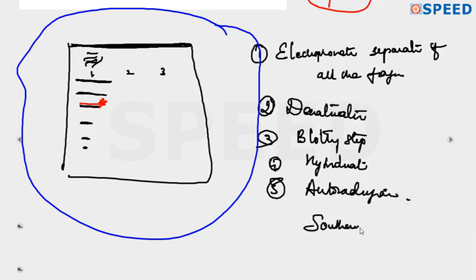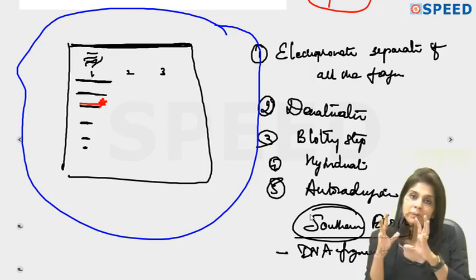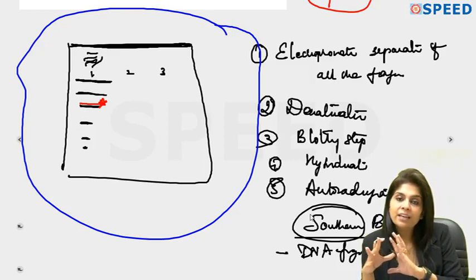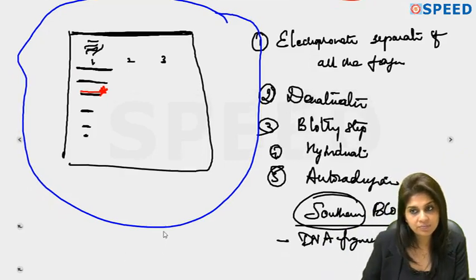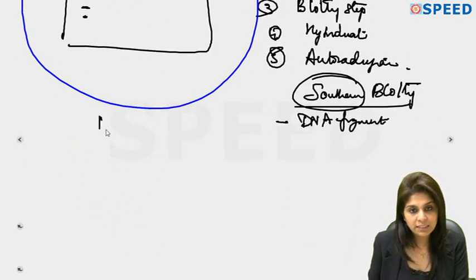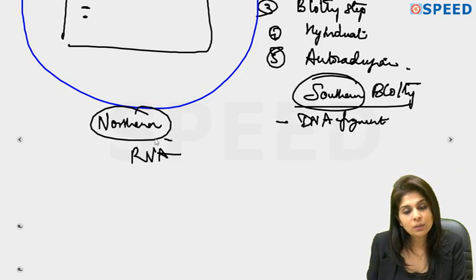This technique is called Southern blotting because it's a technique which we have used to find out an unknown DNA fragment. And it is named after the person who invented this technique. If you are using the same principle, but for identifying an unknown RNA fragment, that will be called a Northern blot. So what do you think will be the difference between Southern blot and Northern blot?